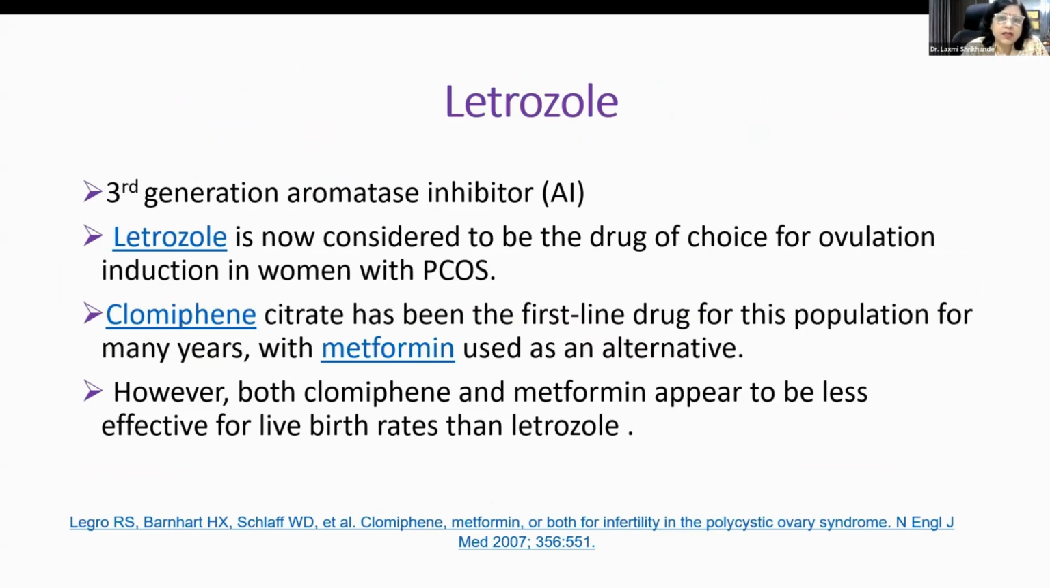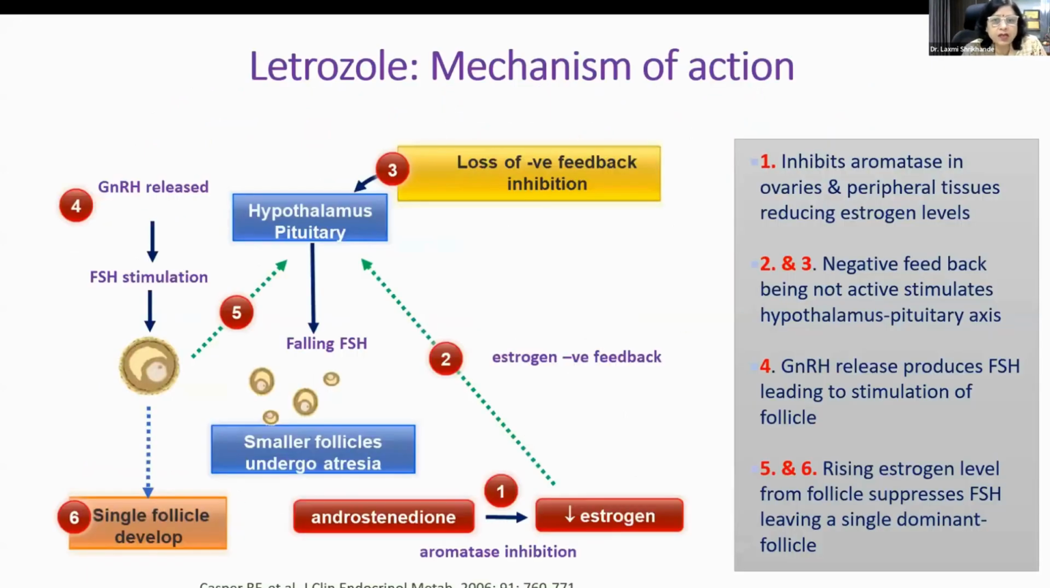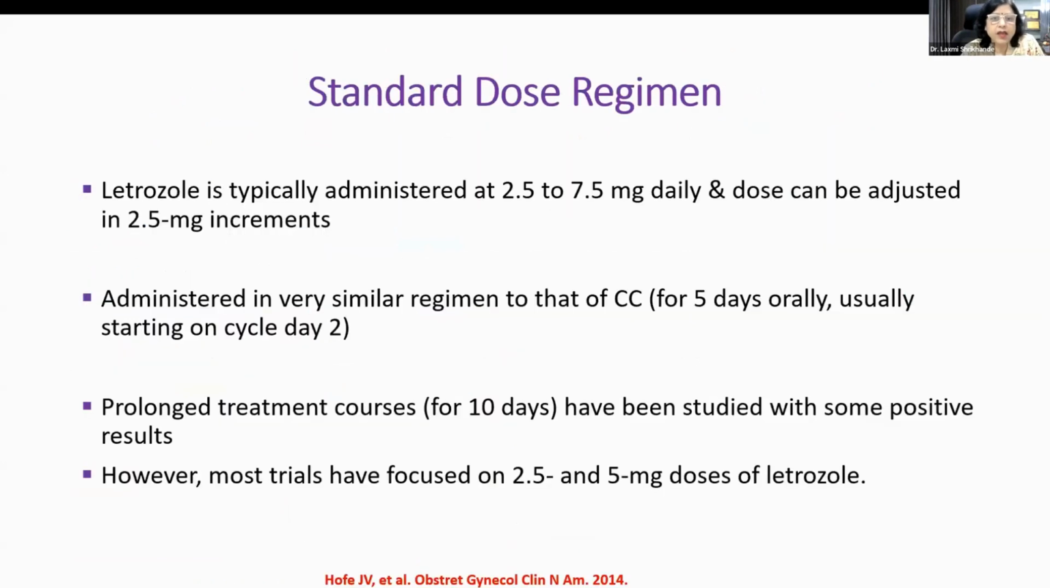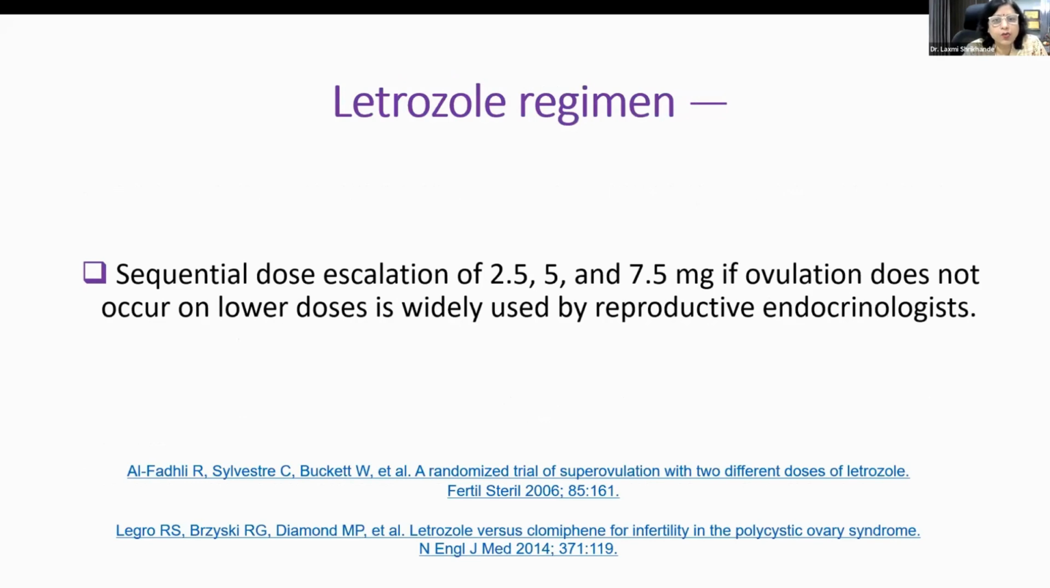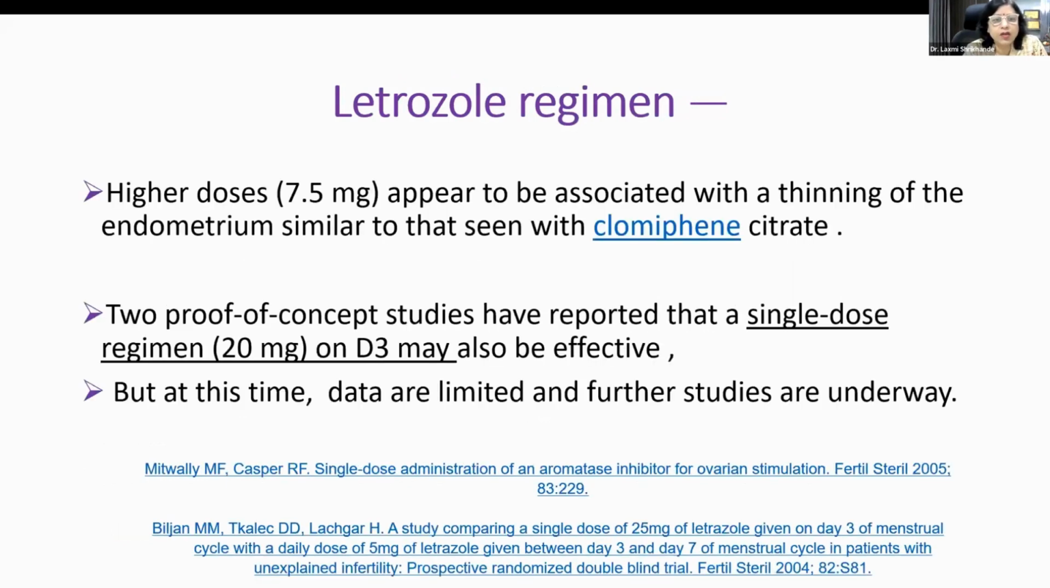The next drug is letrozole, which is now the drug of choice, the first drug as far as ovulation induction agent is concerned. It is the third generation aromatase inhibitor, and this is the mechanism of action. The standard dose regime is 2.5 to 7.5 milligram daily, and it can be adjusted in 2.5 milligram increments. It has to be started on day 2 or day 3.